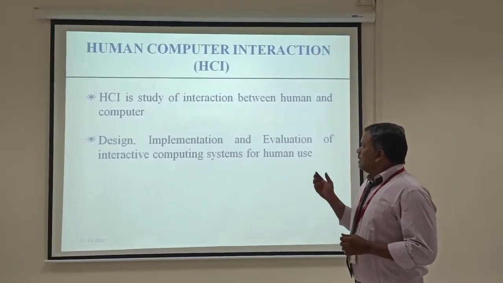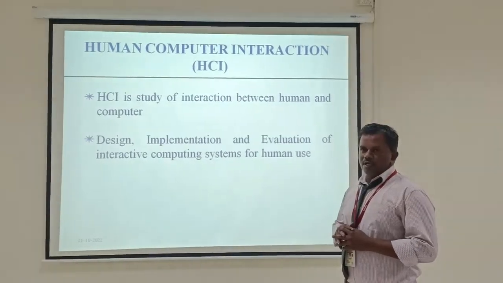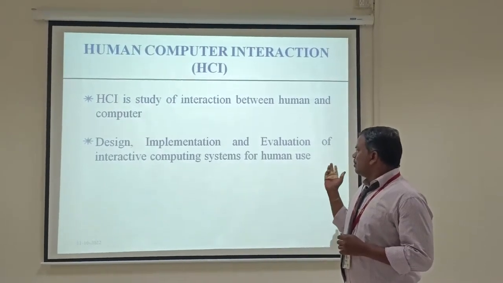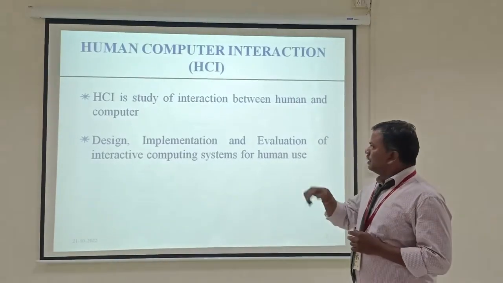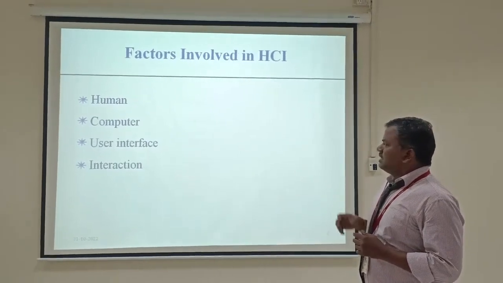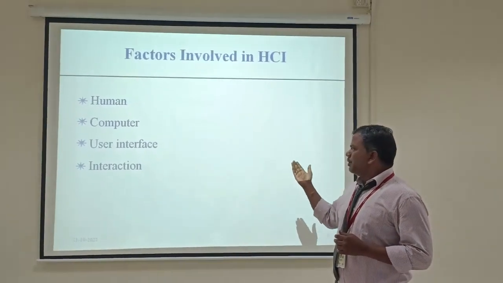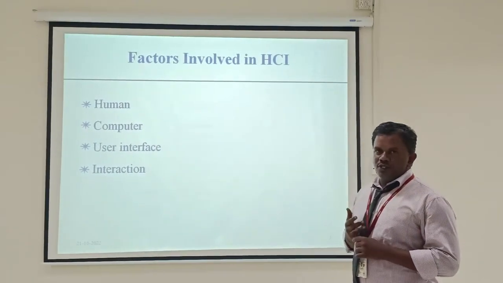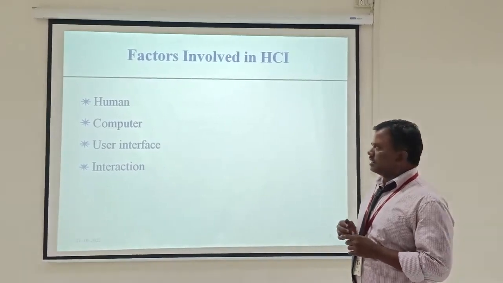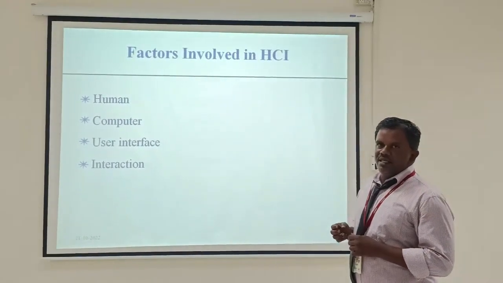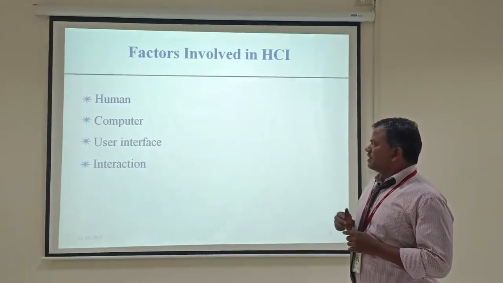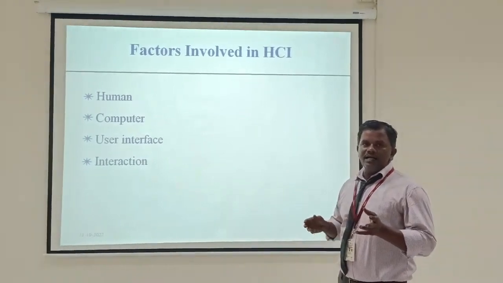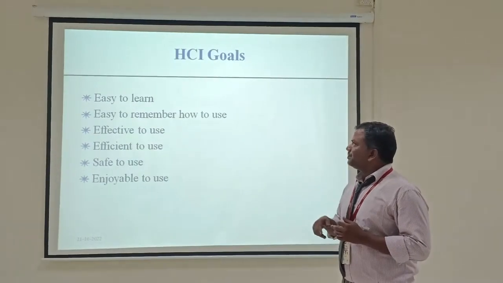HCI is the interaction between a human and a computer. Based on this, it covers the design, implementation and evaluation of interactive computing systems for human users. Factors involved in HCI are human, computer, user interface, and interaction. Human: individual user, group of users, sequence of users. Computer: desktop PC, embedded systems. User interface is the part of the computer. Interaction: dialogue and feedback for the HCI.